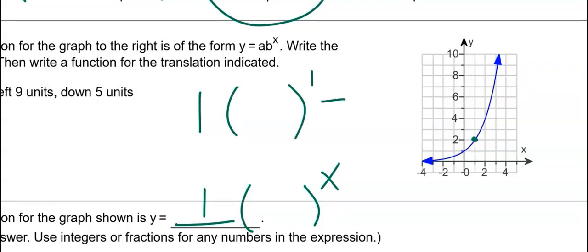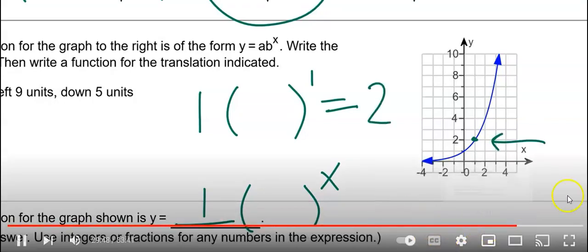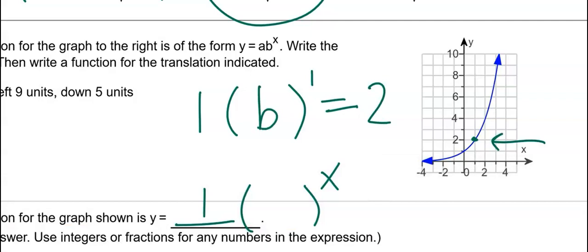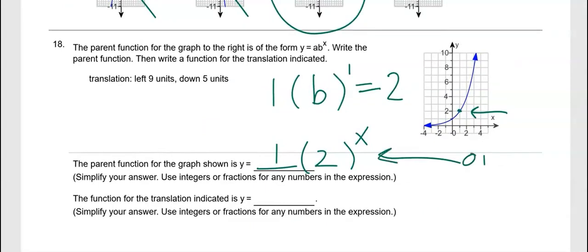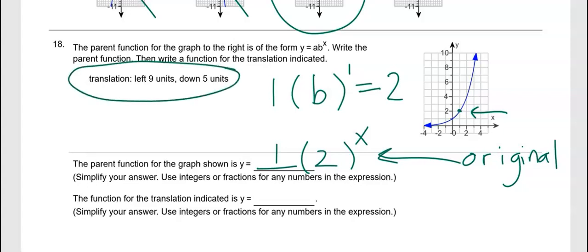If you have an x value of 1 and a y value of 2, it helps you find out what b is. Okay, good. And the b value, well, it's not really hard to solve that because it already is solved. B has to be 2. So now we know the original function. And yes, you're right, folks, you don't have to write the 1. You could just write y equals 2 to the x if you wanted to.